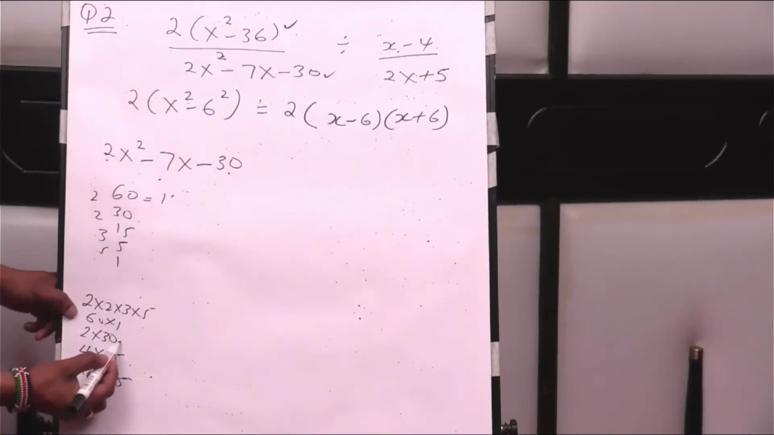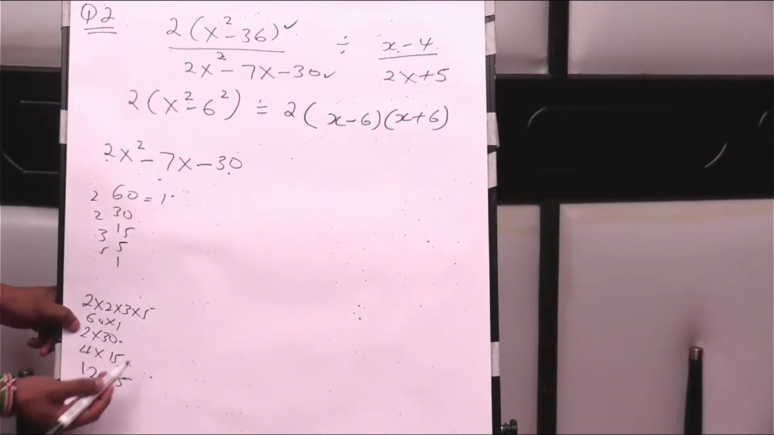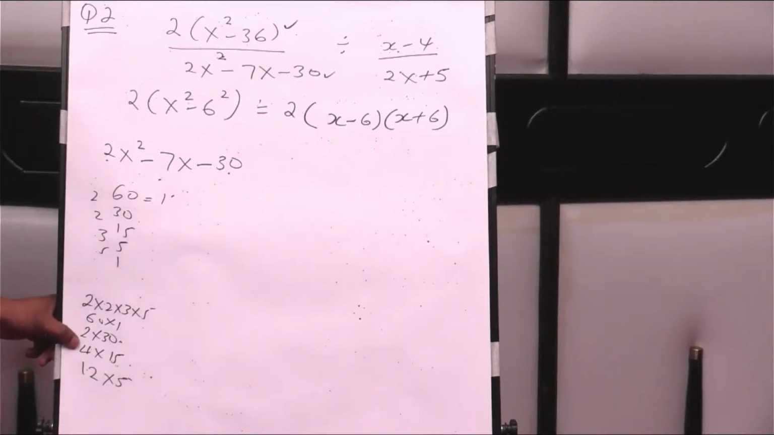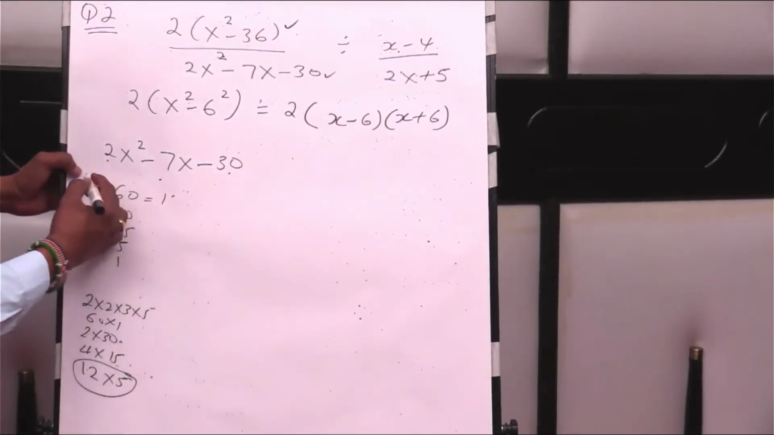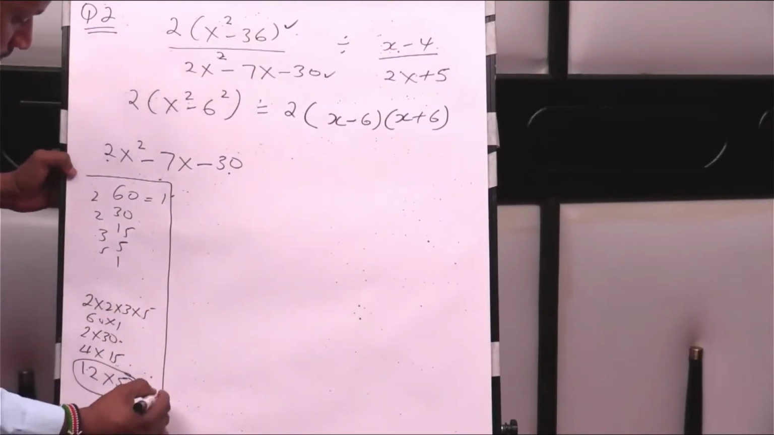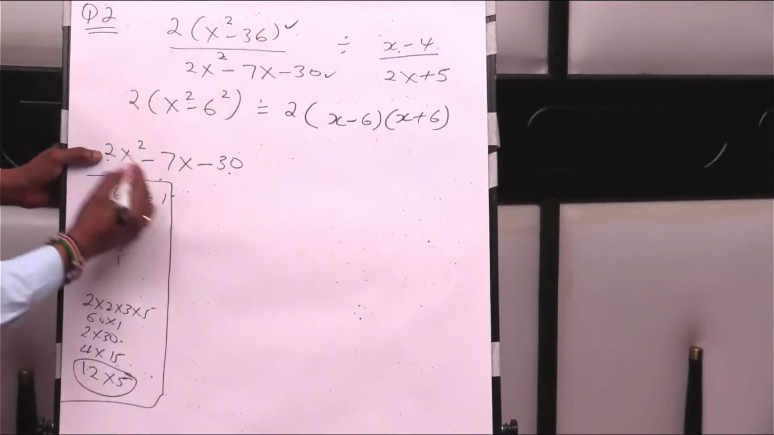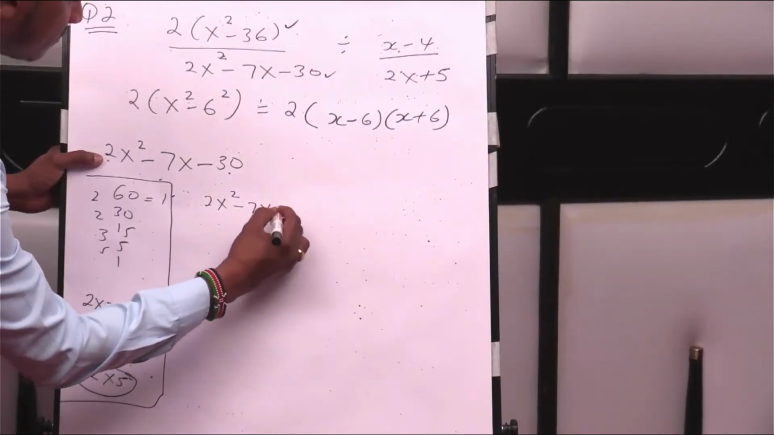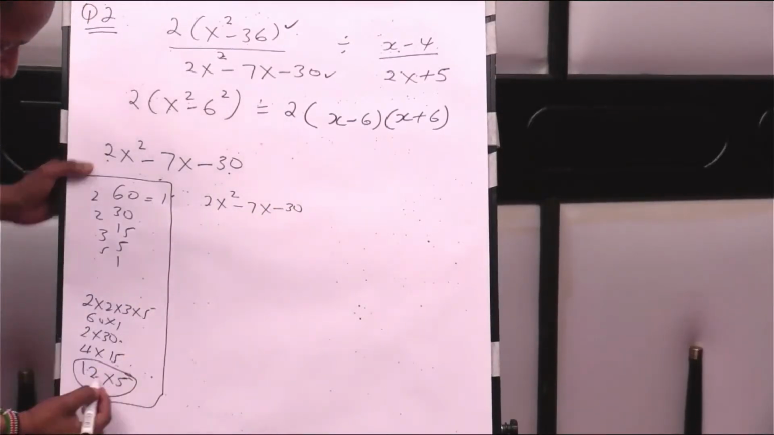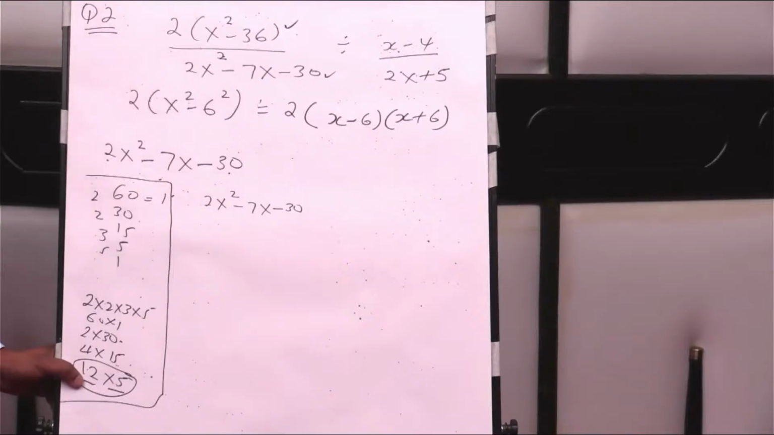So here if you subtract, you get something different, around 28. This one gives you 11, this one gives you 7. So the two factors that we are looking for are 12 and 5. Therefore you come here, this is just a rough draft. Therefore you come here, 2x squared minus 7x minus 30. So the two numbers are 12 and 5.